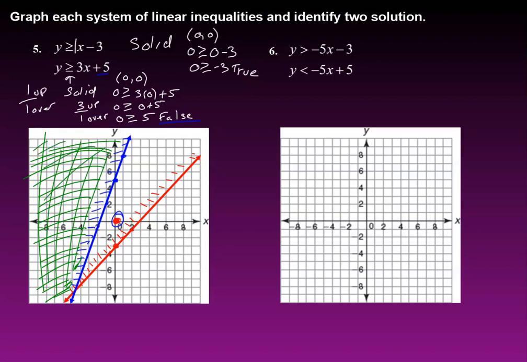Okay. Now there's two parts to this. We just did the first part. It says graph each system of linear inequalities. The second part is identify two solutions. So the shaded area is where the solutions are, and you just need to pick 2 points in the shaded area. So for instance, I could pick -4, 0. And I could pick, I don't know, we could go -2, 4.